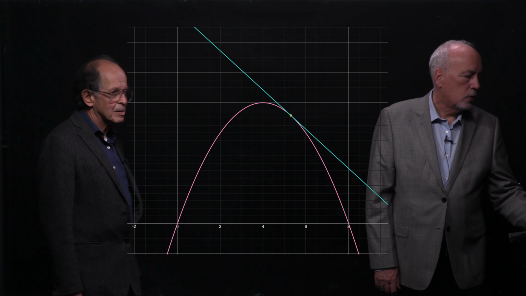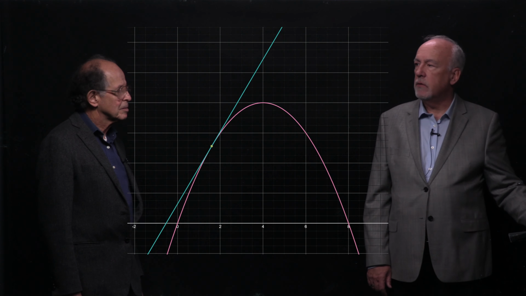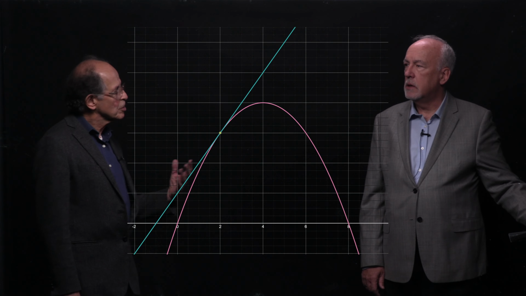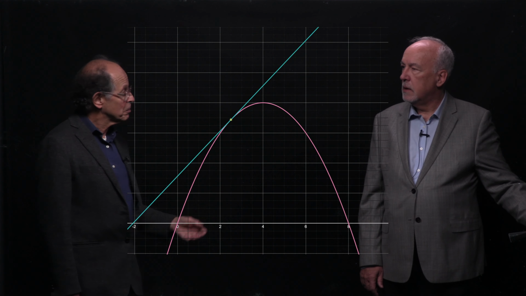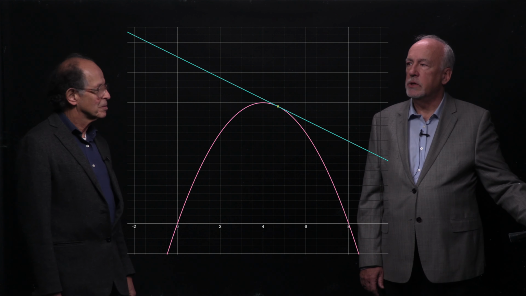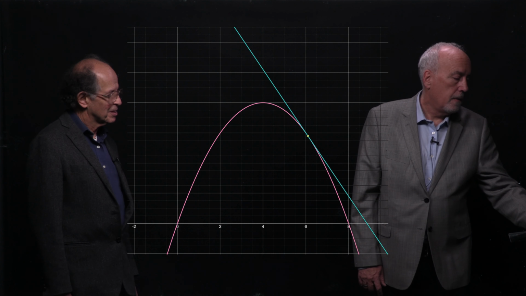That particular line worked well for that point, but what I want you to notice is the slope changes if I go to different points on the curve, like so. The slope is a function of where you are on the parabola. Exactly. So this slope is also a function. The parabola was a function. The slope is also a function.